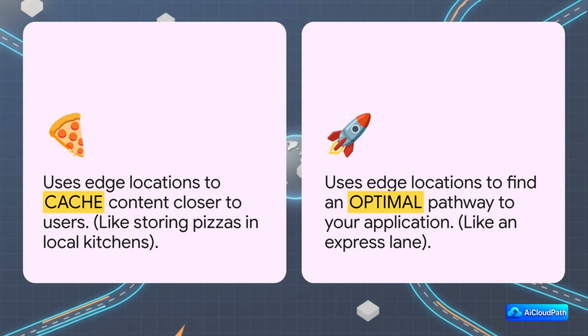CloudFront is like a pizza chain that puts little kitchens all over town. It caches, or stores, pre-made pizzas in those local spots. So when you order, the pizza gets to you super fast because it was already close by. It's all about caching content. Global Accelerator, though, doesn't store any pizzas. Instead, it's the super fast secret delivery route. It finds the absolute best, most optimal pathway from the main pizza headquarters straight to your door. So remember, CloudFront is a local copy. Global Accelerator is a better route.